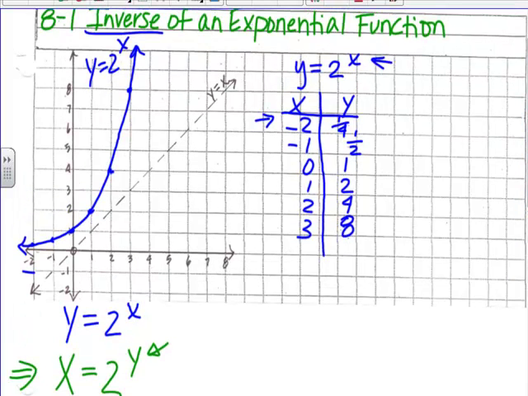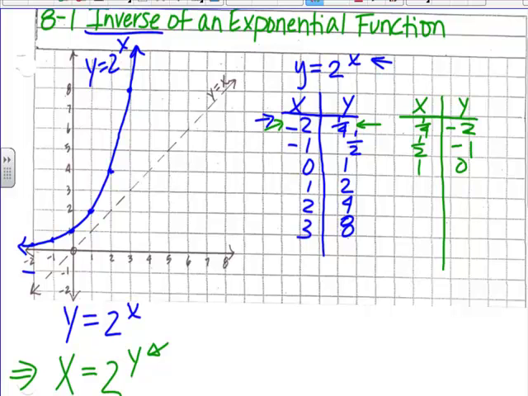If we want to do the inverse, all the inverse is, if you remember, is switching our x's and y's. So even though right now we might not be able to name this, we will be in a minute, we can graph it, because if we have a -2 x and a fourth y, we're just going to switch their position. So I have 1/4, -2, 1/2, -1, 1, 0, 2, 1, 4, 2, 8, 3.